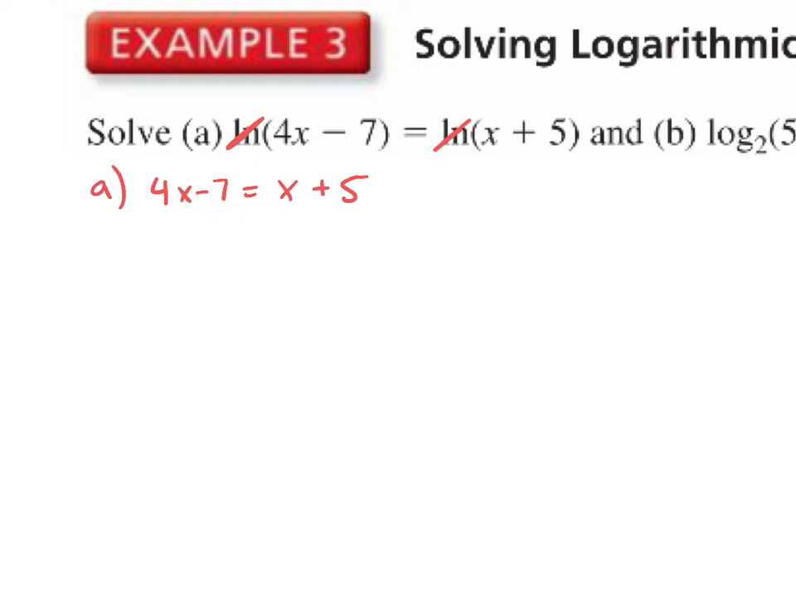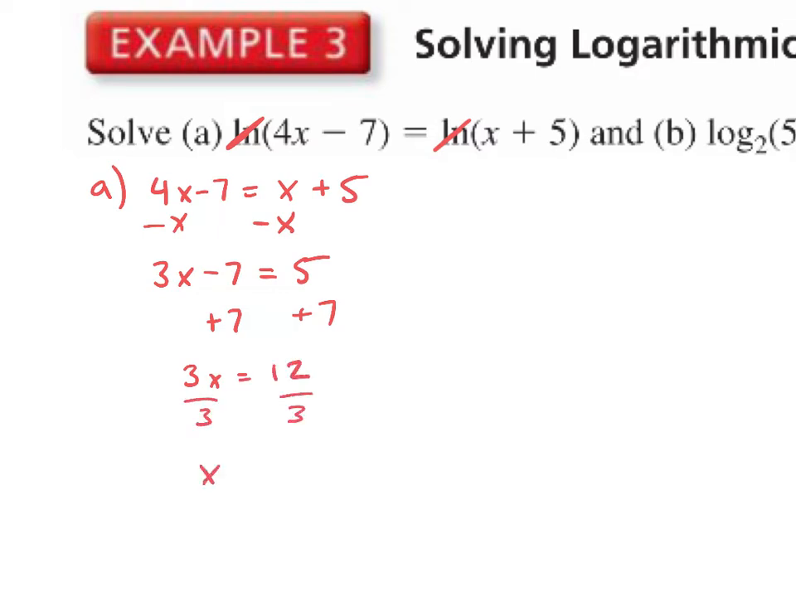What do we do first to solve for x? Subtract x. So 3x minus 7 is equal to 5. What should we do next? 3x is equal to 12. Divide by 3. What do we get for x? 4. Awesome.